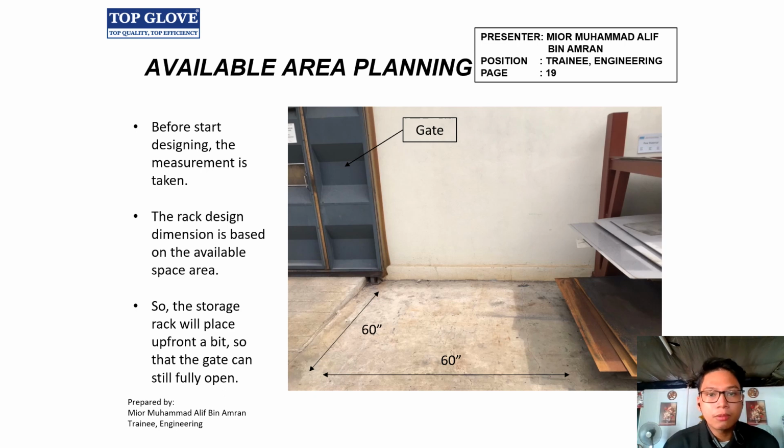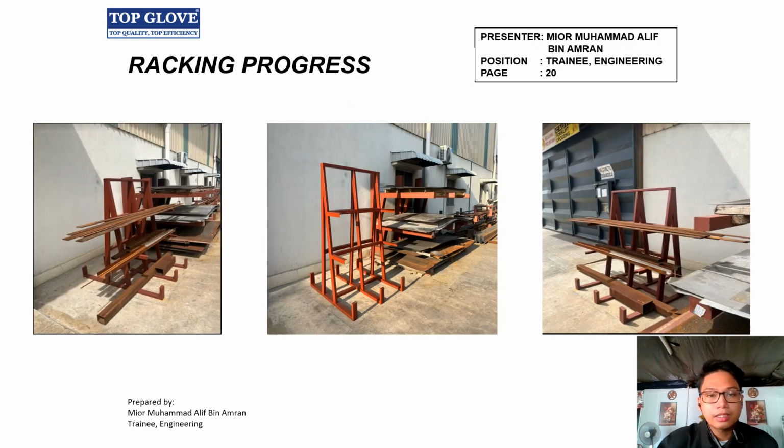So this is available area planning. Before starting the design, the measurement is taken, and then the racking design dimension is based on the available space area. So the storage rack will be placed a bit forward so that the cabinet can still fully open. So this is the racking progress for my project.